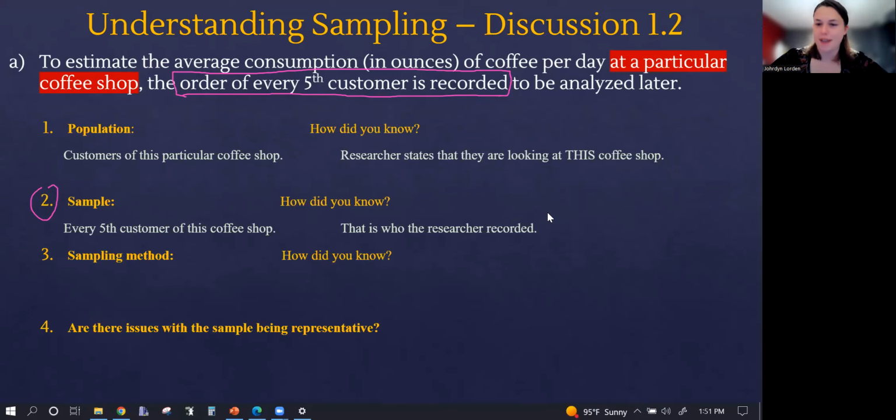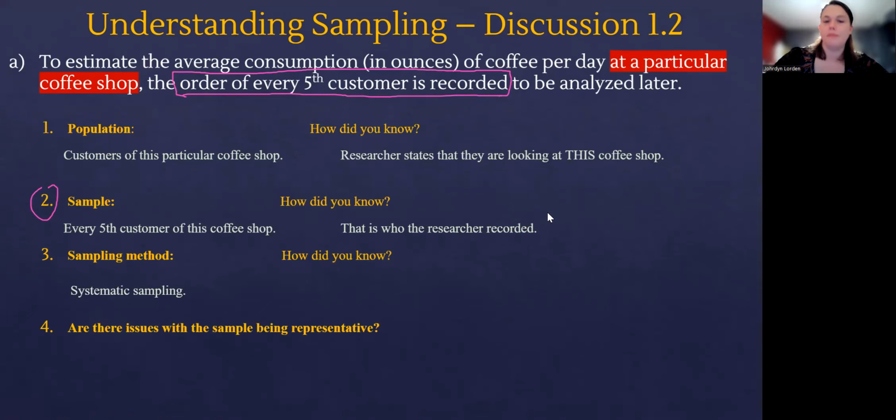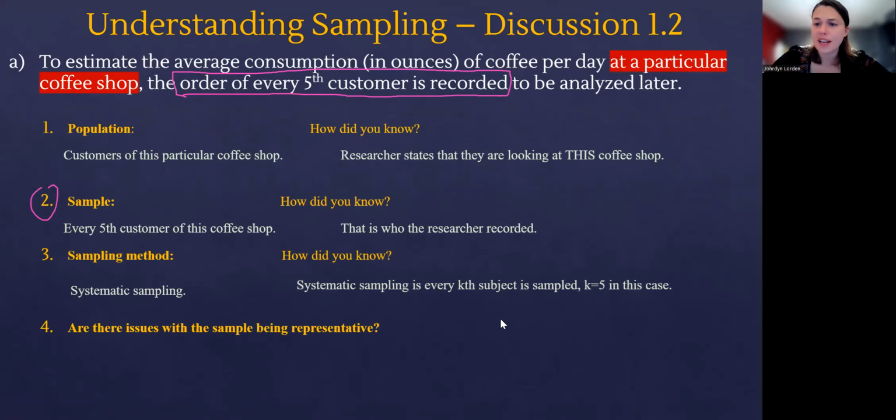So what sampling method here was systematic sampling? How do we know? Because systematic sampling is every kth subject is sampled, and in this case, it was every fifth customer. And are there any issues with the sample being representative?